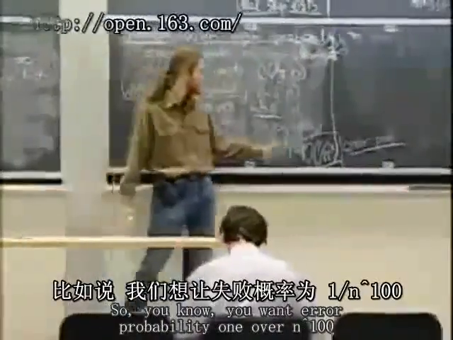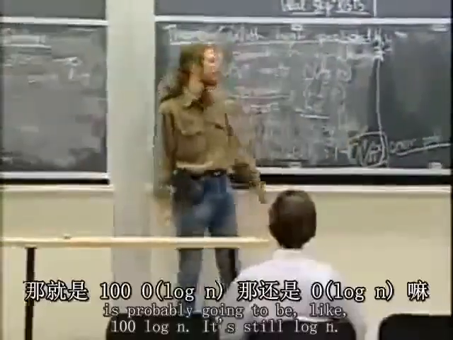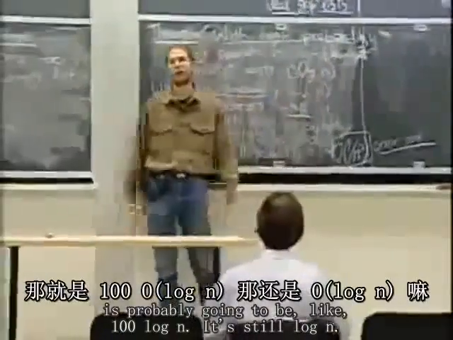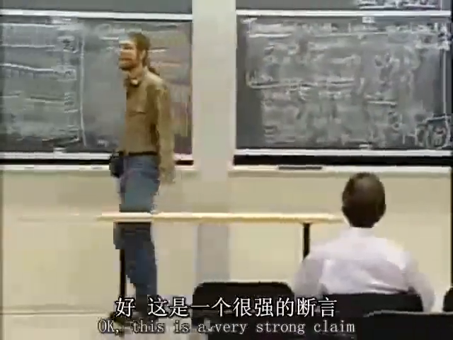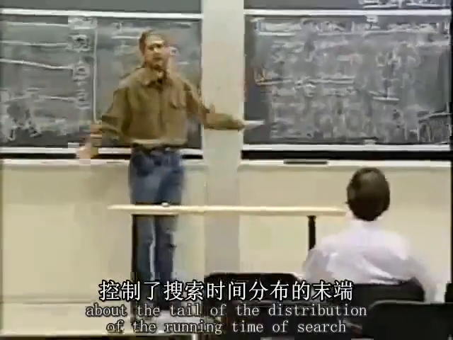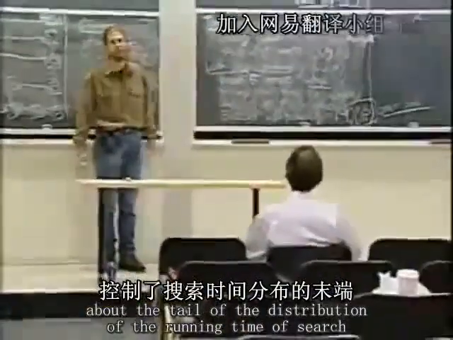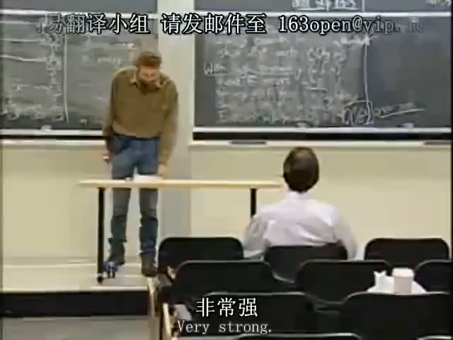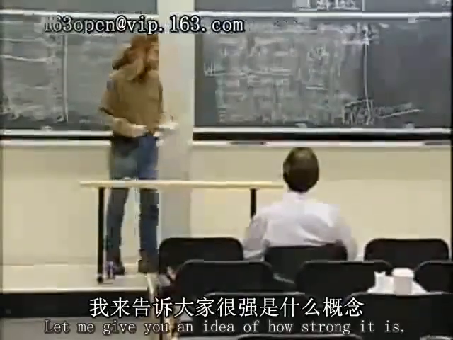So, you want error probability 1 over n to the 100, it's probably going to be like 100 log n. It's still log n. Okay, this is a very strong claim about the tail of the distribution of the running time of search. Very strong. Let me give you an idea how strong it is.